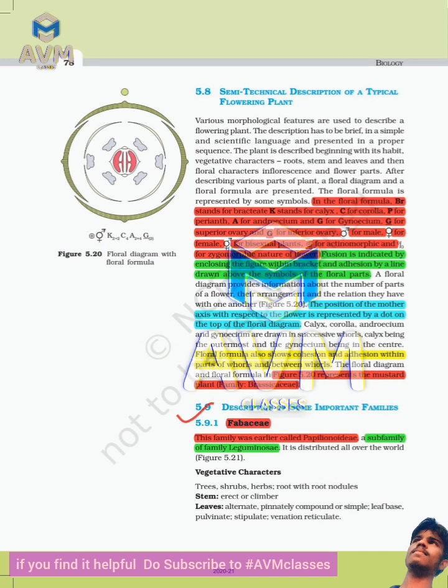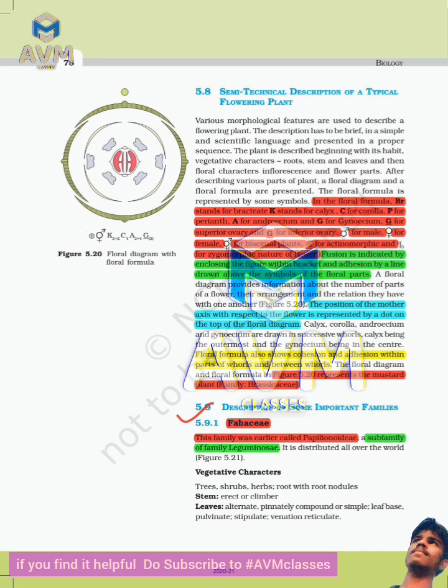5.8 Semi-technical description of a typical flowering plant. Various morphological features are used to describe a flowering plant. The description has to be brief, in simple and scientific language, and presented in a proper sequence. The plant is described beginning with its habit, vegetative characters, roots, stem and leaves, and then floral characters, inflorescence and flower parts. After describing various parts of a plant, a floral diagram and a floral formula are presented.